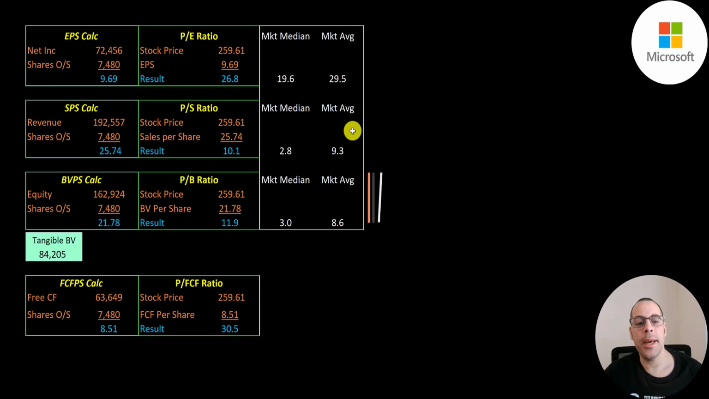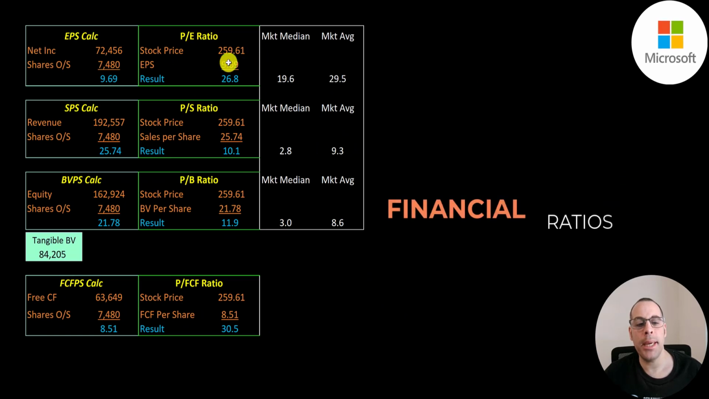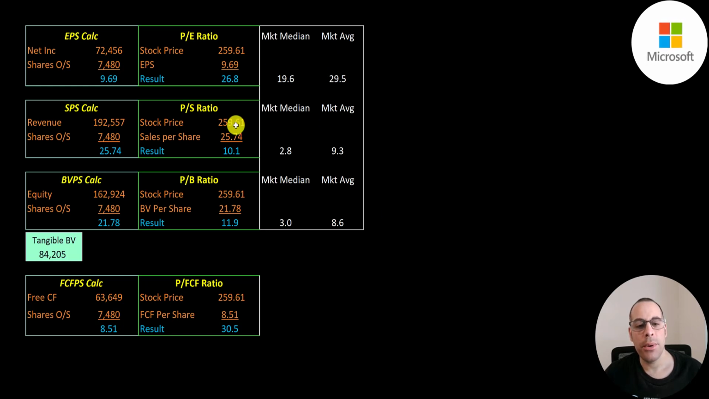Let's look at their financial ratios. They have a PE of 27, that's stock price over earnings per share, which is better than a market average of 30. Price to sales of 10.1, that's stock price over sales per share. A price to book of 12, that's stock price over book value per share, and a price to free cash flow of 31, that's stock price over free cash flow per share.